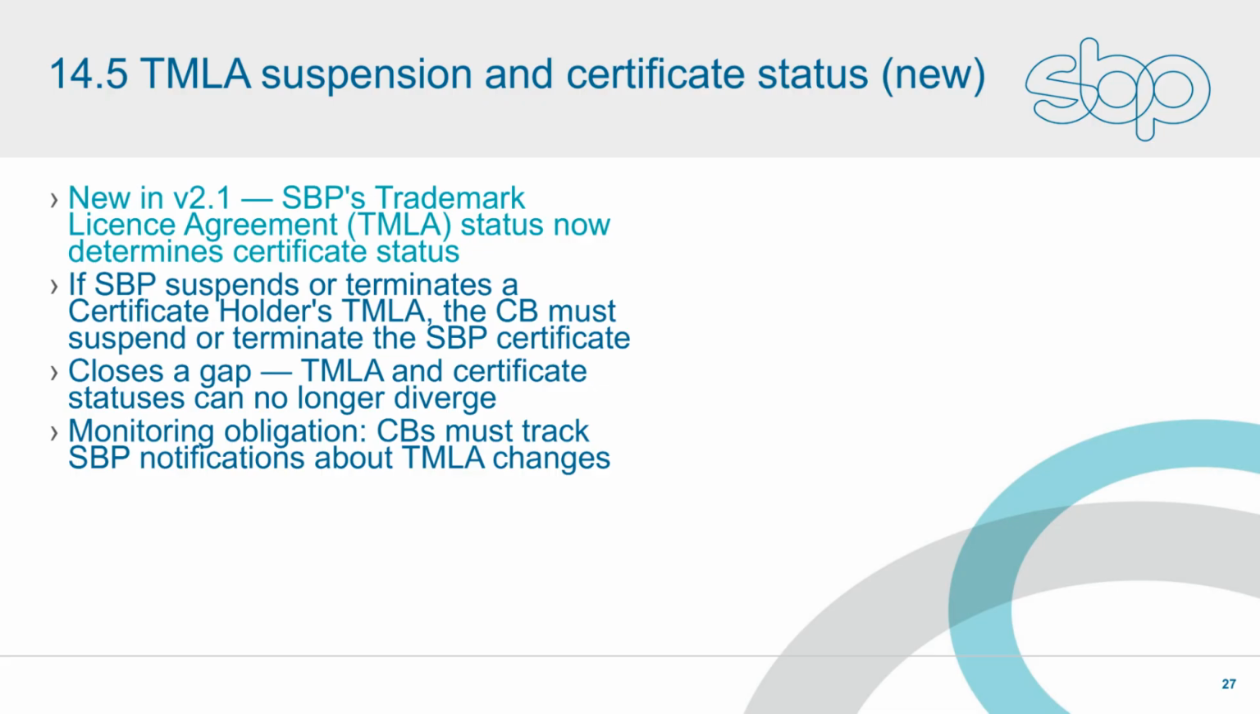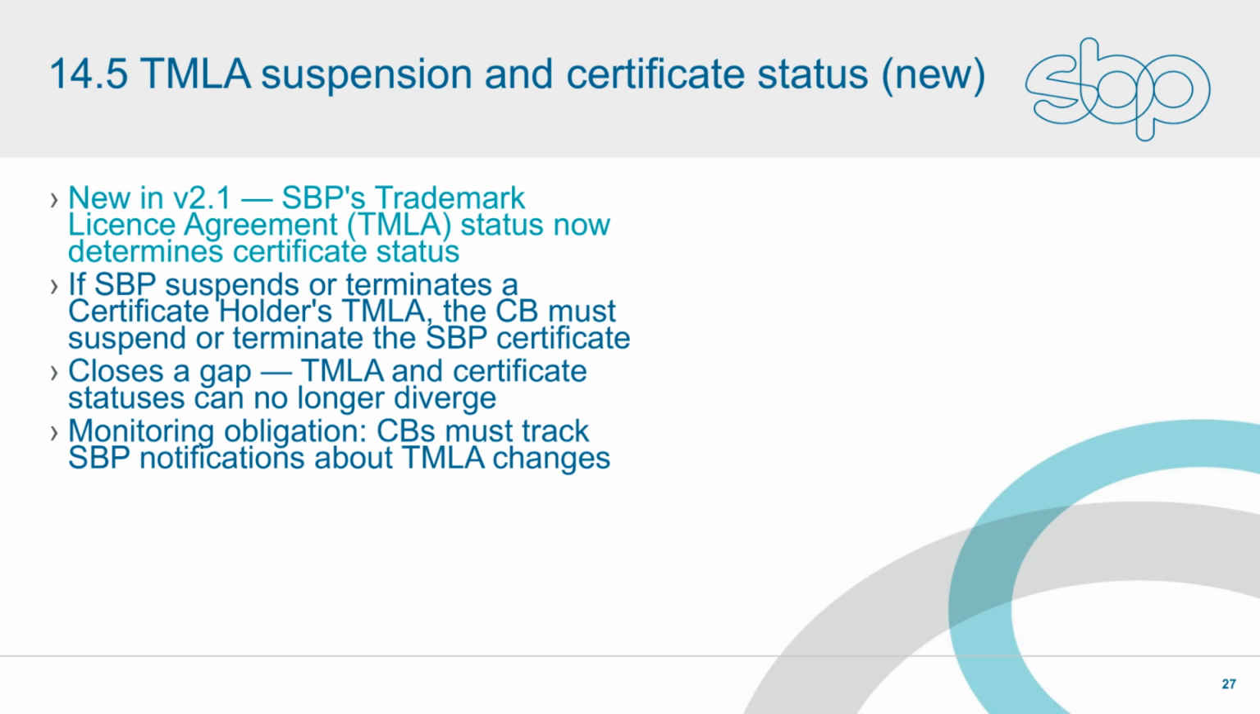Indicator 14.5 is new in version 2.1, and it links 2 things that were previously independent. If SBP suspends or terminates a certificate holder's trademark license agreement, the certification body must suspend or terminate the corresponding SBP certificate. Previously, the trademark license agreement, which governs the client's right to use the SBP trademarks, could be suspended by SBP for reasons such as non-payment of fees or misuse of the marks, while the underlying certificate continued to show as active. Version 2.1 closes that gap. The 2 statuses must now move together.